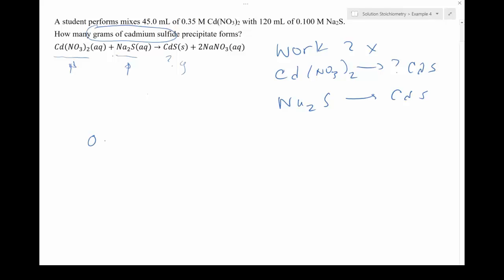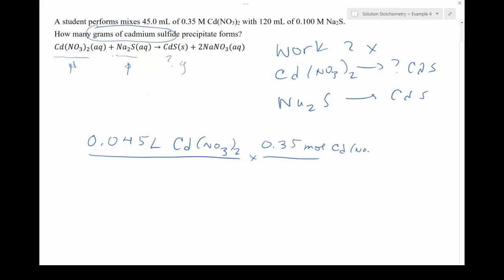And so we see we have 0.045 liters of cadmium nitrate. That solution is 0.35 molar, meaning 0.35 moles of cadmium nitrate per 1 liter. And the liters and liters cancel. So this should equal 0.01575 moles of cadmium nitrate.